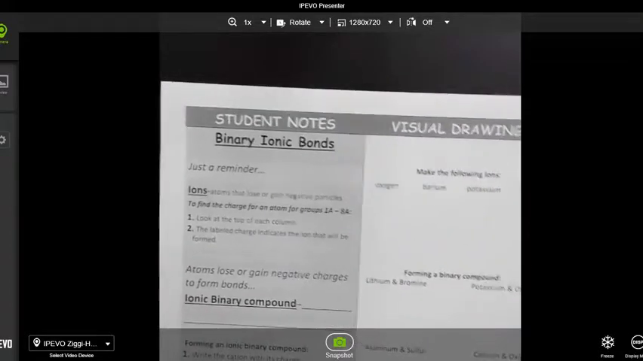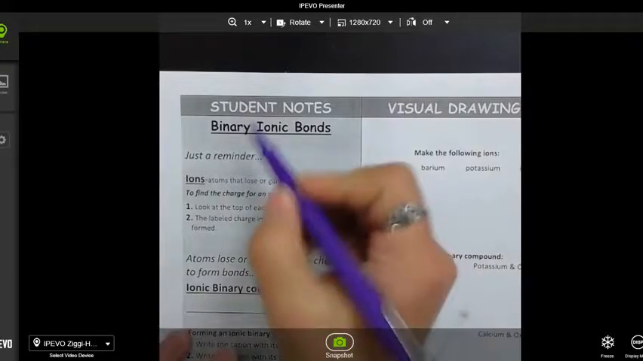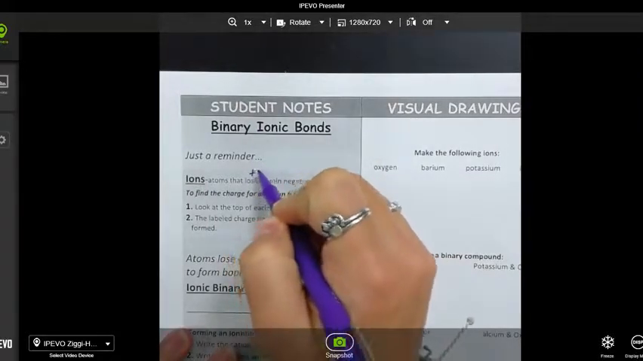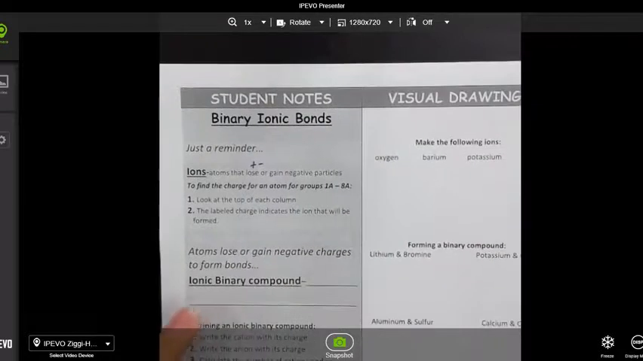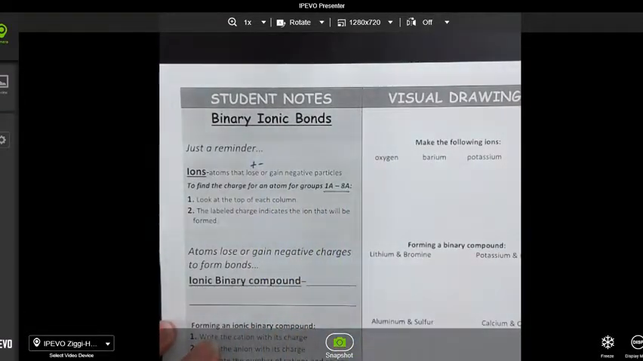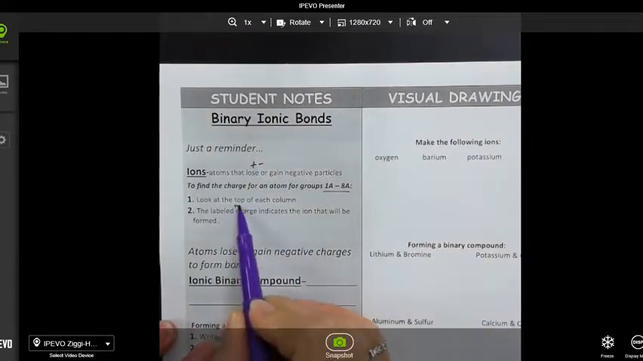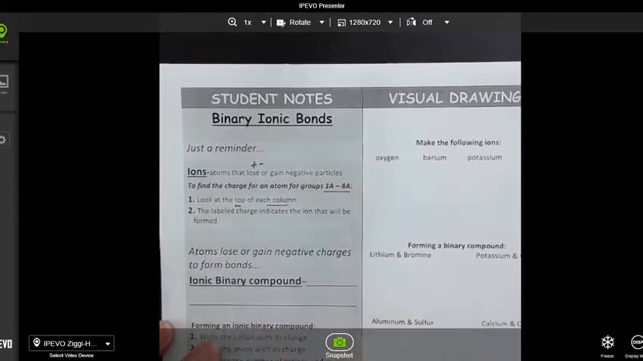So today we're going to talk about binary ionic bonds. Up to this point, we've talked about ions, and that ions are atoms that lose or gain negative particles. Those are the positives and negatives that we've been talking about. In order to find the charge for an atom for groups 1A through 8A, you look at the top of each column, and the labeled charge indicates the ion that will be formed.